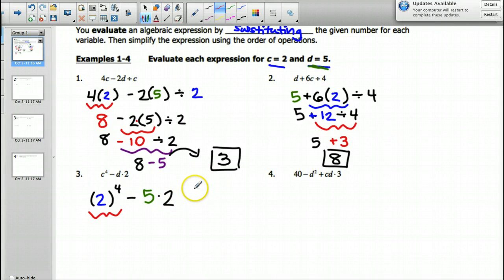So if you take 2 times itself twice, you get 4. Times 2 again is 8. Times 2 again is 16. So 2 to the fourth power is 16. So we have 16 minus 5 times 2.